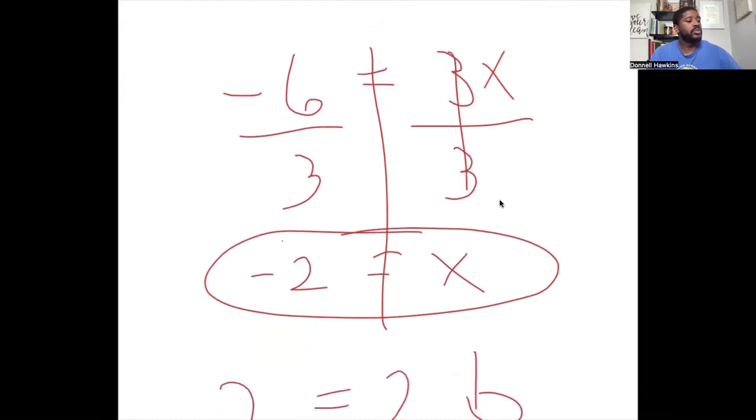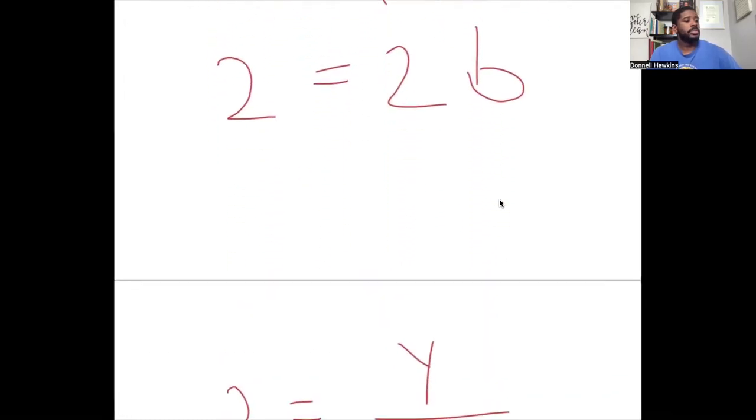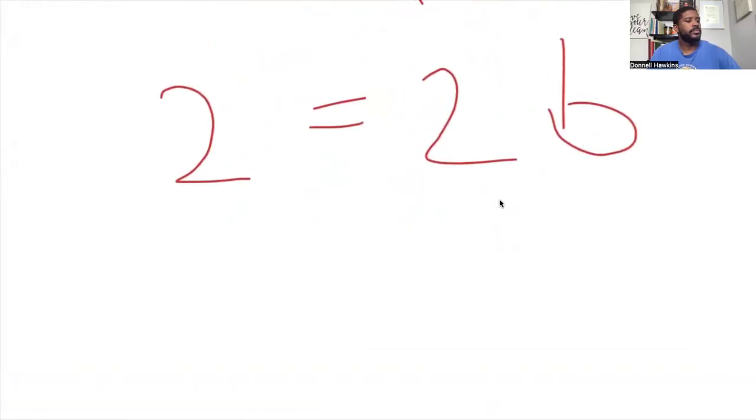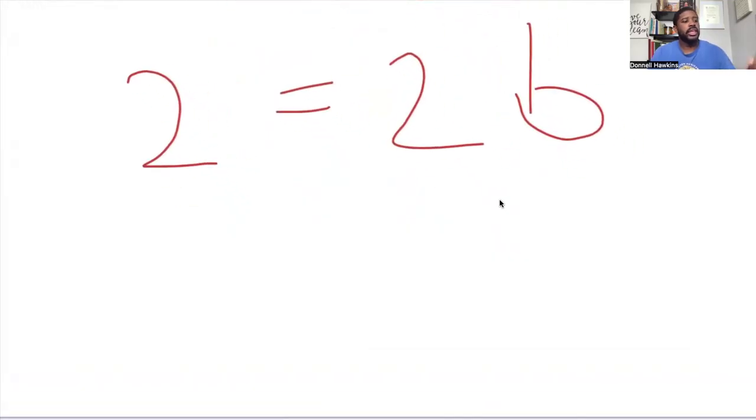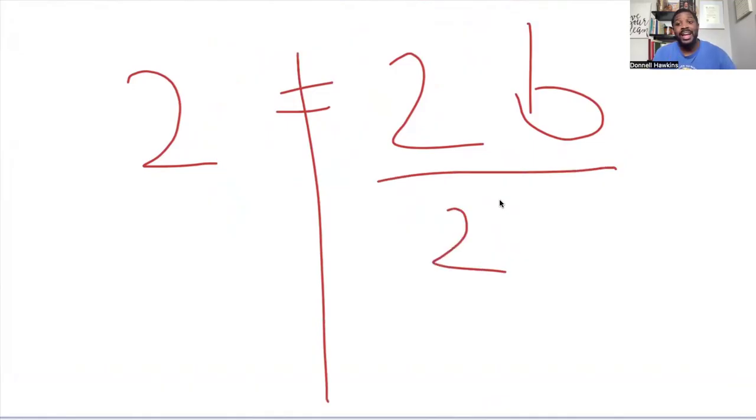All right, here we go. Next little example here. I have 2 equals 2 times b. Again, I draw my line. Okay, 2 is being multiplied to b, so I use division to divide the 2.